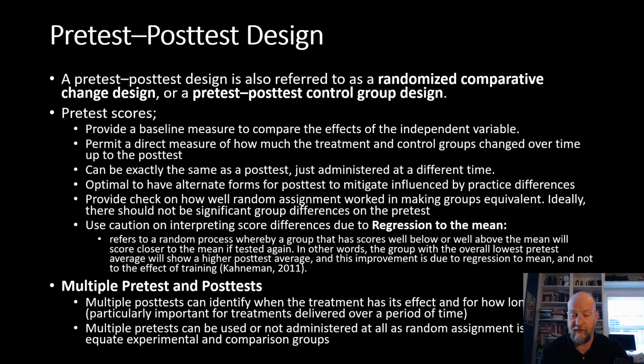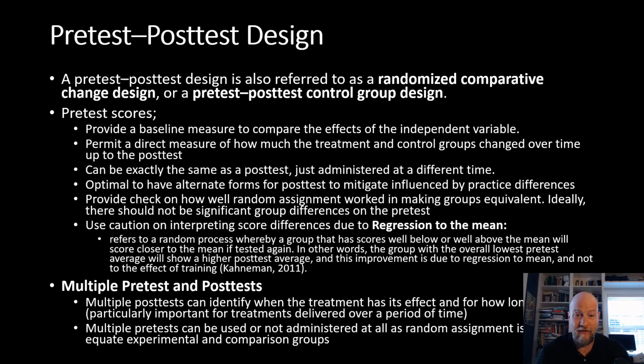Whatever the outcome is that you're going to be looking at, you go ahead and measure it before the manipulation of the independent variable, and then you measure it after the manipulation. And what this does is it permits you to detect or to directly measure how much difference there is between the control and experimental groups that changed over time, from the pre-test to the post-test. And sometimes the pre-test is identical to the post-test. You give them the exact same measurement, whether it's blood pressure, whether it's a self-report questionnaire, whatever it is that you're doing to measure your dependent variable, you do it exactly the same at pre-test and post-test. That's one way to do it.